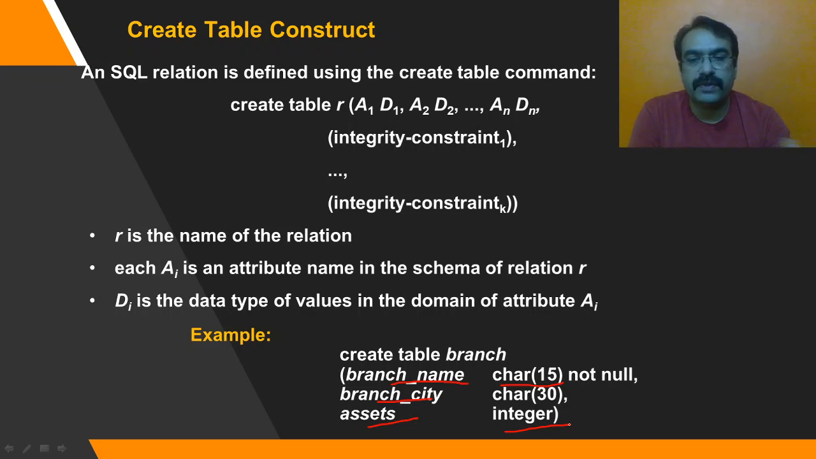D1 is character 15, which is 15 character length. I can make use of varchar also. This is just for example purposes. You can go for any of the domain types which were specified in the earlier slide. So branch city will be of 30 characters and assets will be of integer.